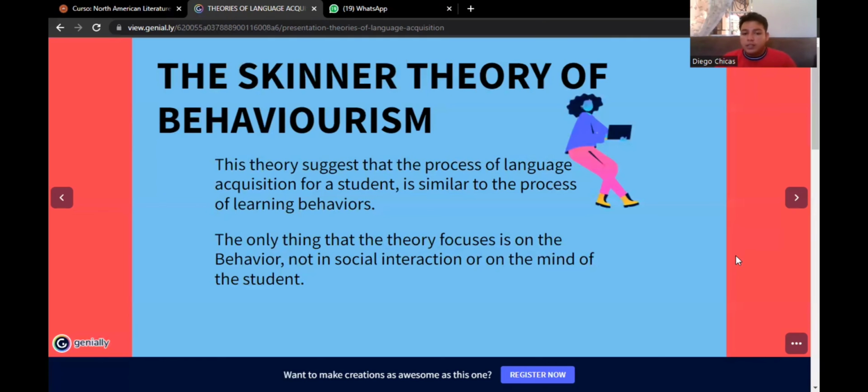But he's just based on imitation, and I don't agree with that much, because we do not learn a language just by imitation. We have to think, and try to create our own ideas about language.